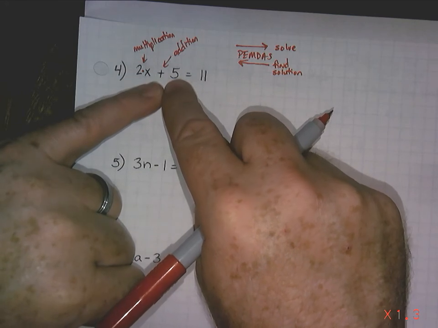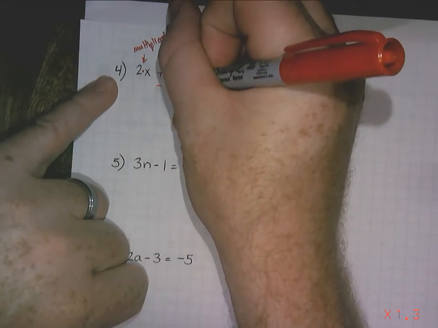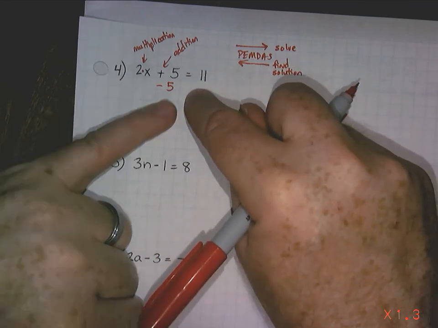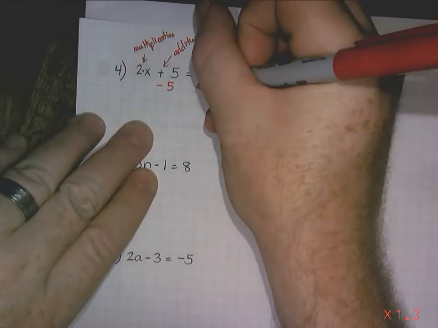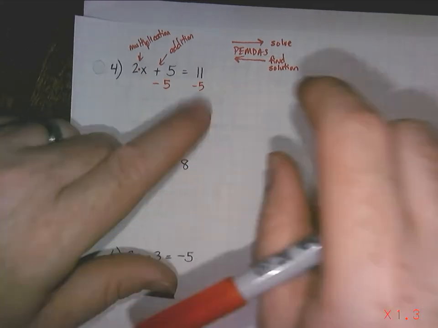Okay, that's going to be the inverse operation of adding 5. So we're going to subtract 5 from both sides. Not both sides here, both sides of the equal sign. Remember, we've got to keep that balance. We've got to keep that equality. Whatever I do to one side of the equation, I have to do to the other side of the equation.